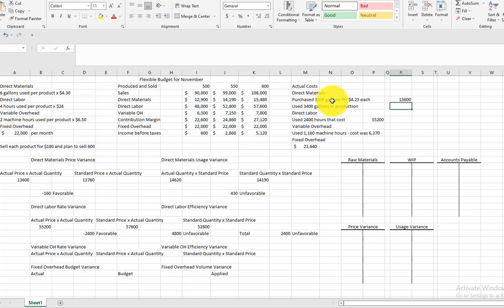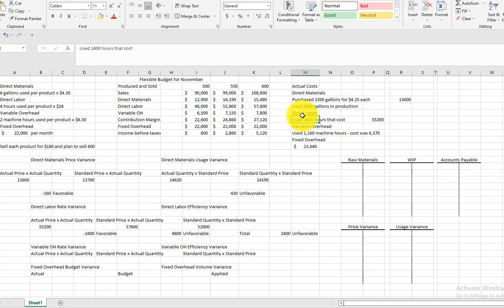We cannot do our variances together. We can't add them together. So this is a situation where we're going to do the purchase price variance, and we're going to do the usage or quantity variance, and we're not going to add them together. We're just going to do them separate.